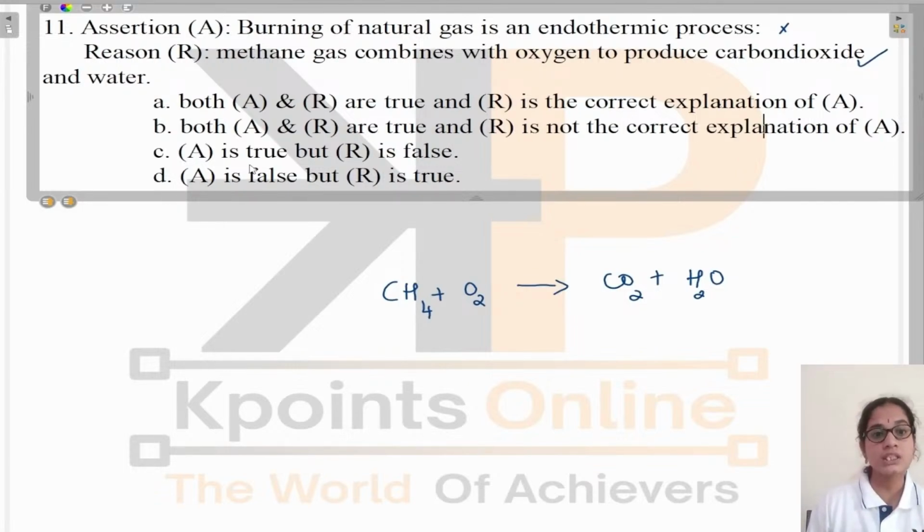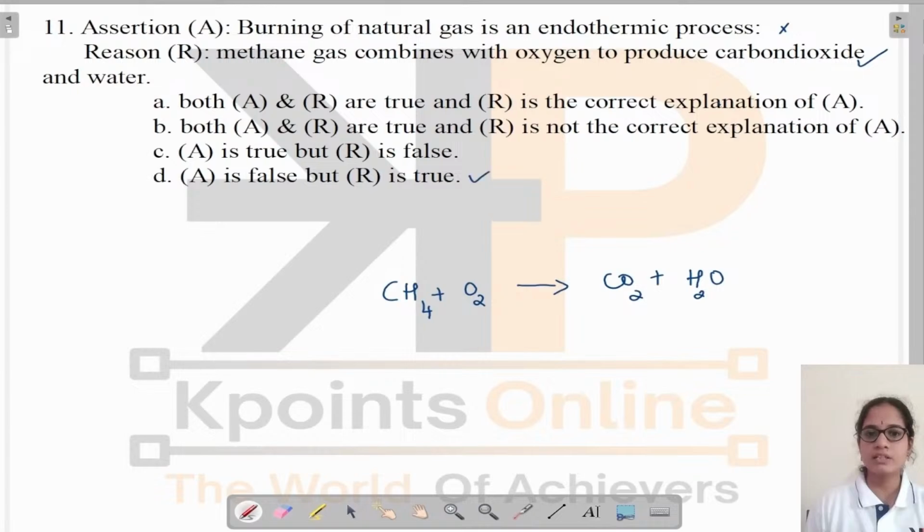In the fourth option, A is false but R is true. Yes, A is true but R is false. Here also they have given A is true, but we know that A is false. So our correct option will be D. This will be our correct option because A is false and R is true.